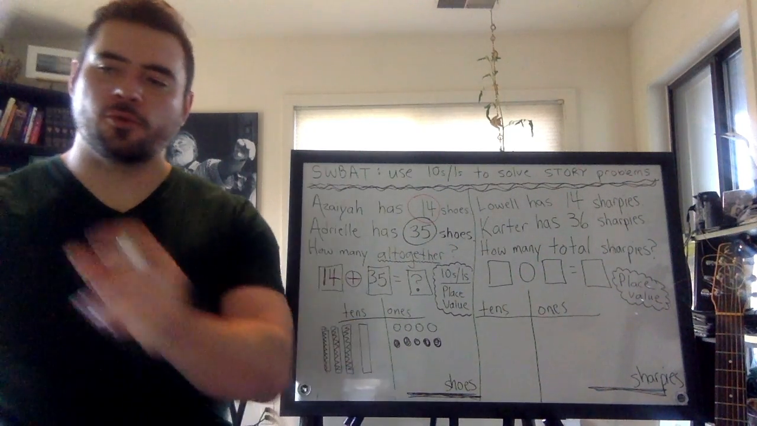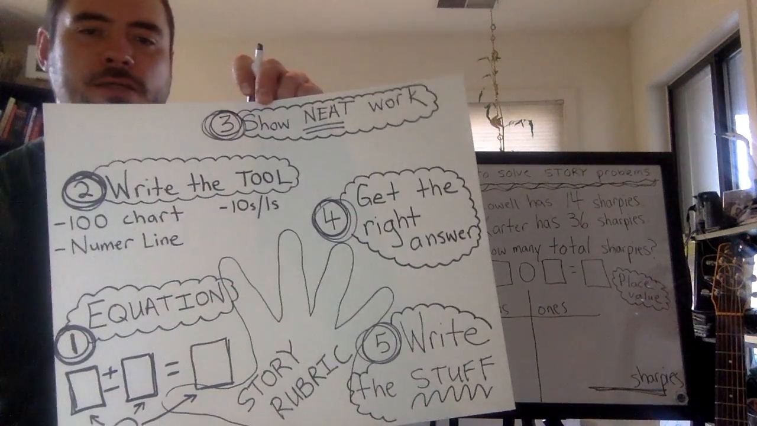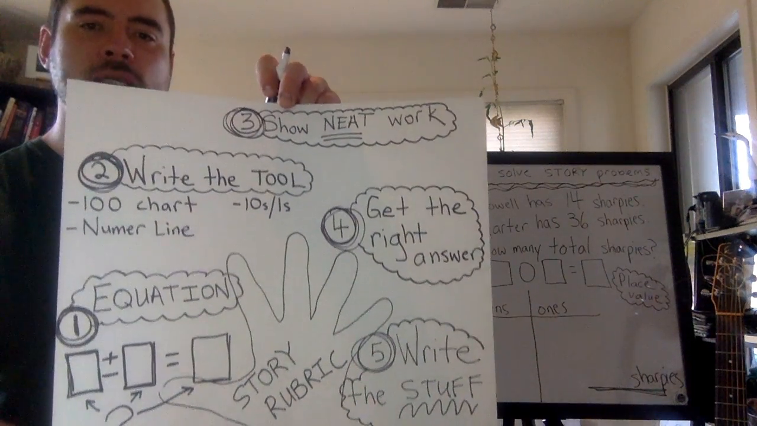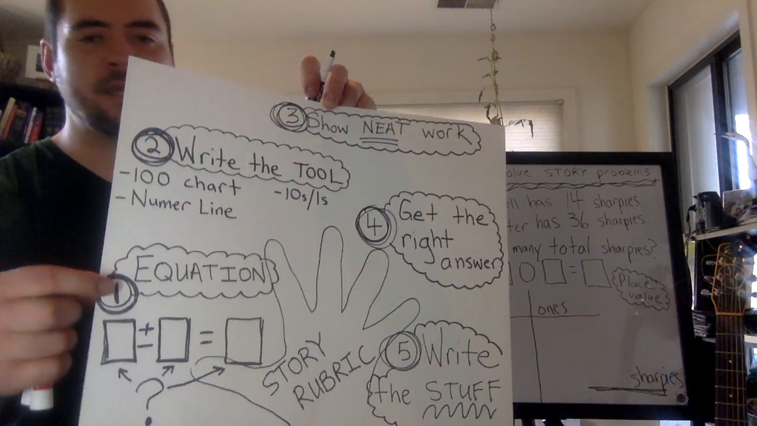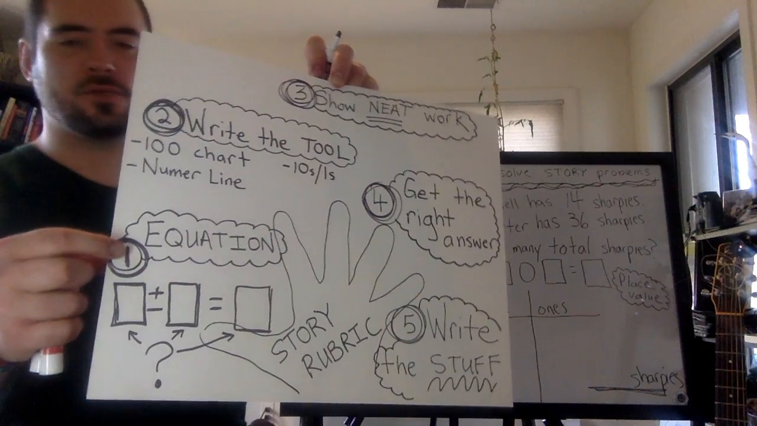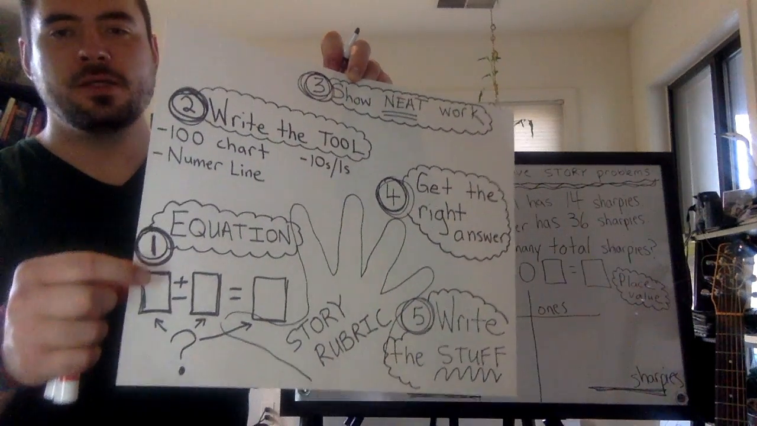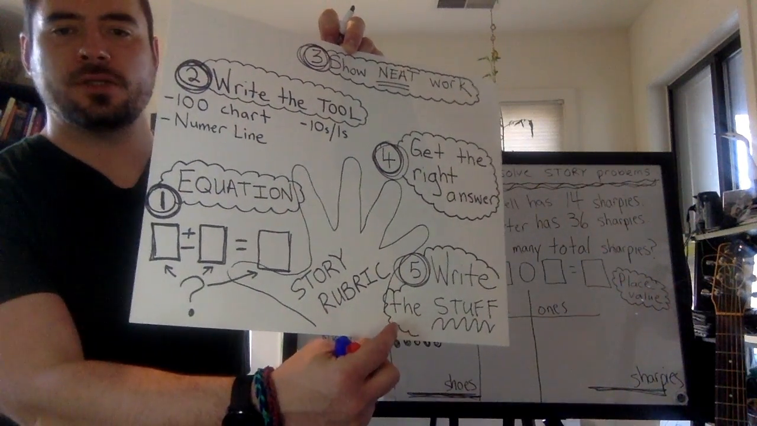Let's see if that's on the rubric. Oh, take a look at the top. Number 3, show neat work. Okay. Number 4, let's move right along. We need to get the right answer. And then number 5, we need to write the stuff that we're talking about. So in this case, we are talking about shoes.